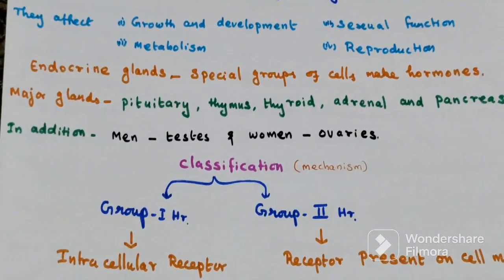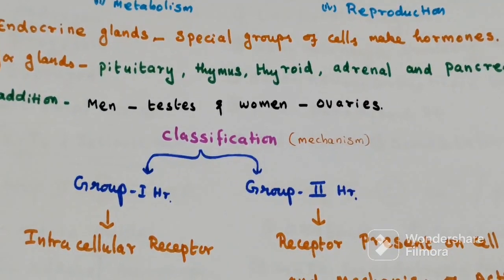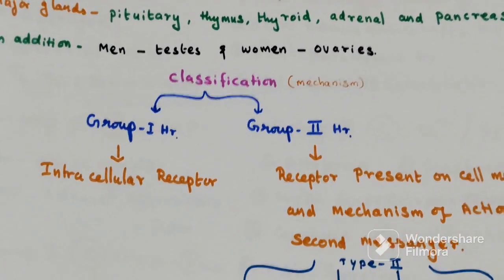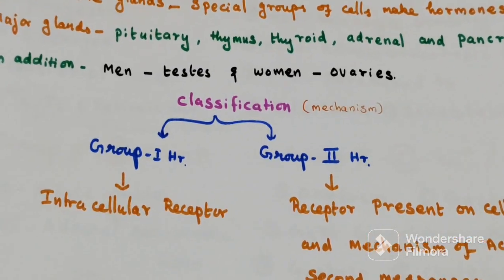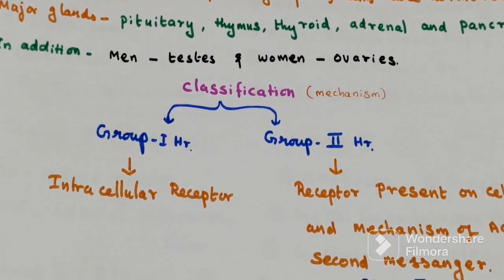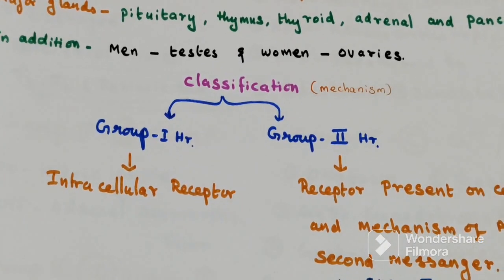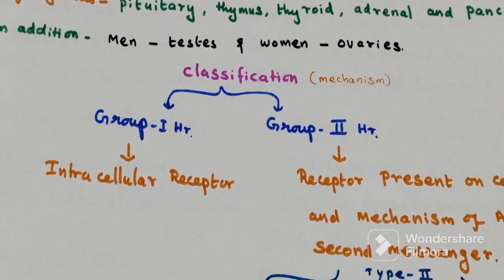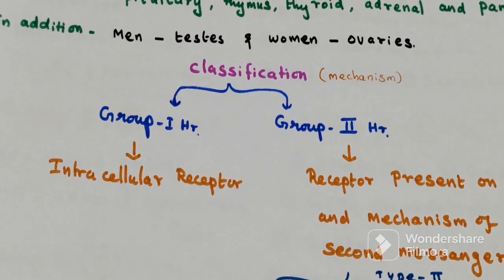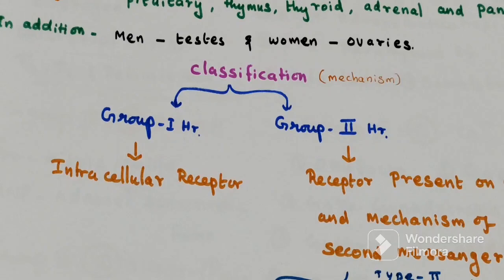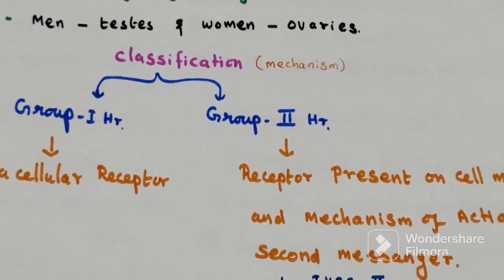Now moving to the classification of hormones. Based on their mechanism, hormones are classified into two main groups: Group 1 and Group 2 hormones. Group 1 hormones are based on their receptor. If the receptor is presented intracellularly, it is known as a Group 1 hormone.